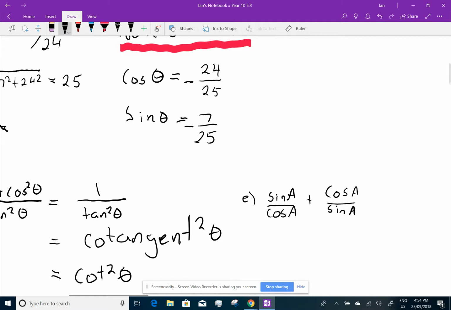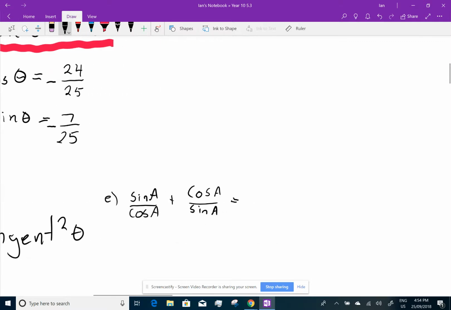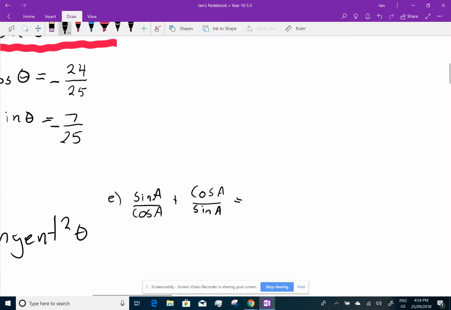Now, what do I want to do? I want to get a common denominator. So if this was 2 on 3 plus 4 on 7, I get a common denominator by multiplying this one by 7 and 7, and this one by 3 and 3. But I haven't got a 3 and 7, I've got a cos and a sine. But it's the same thing. I'm going to multiply this one, top and bottom, by sine. I'm going to multiply this one, top and bottom, by cosine.